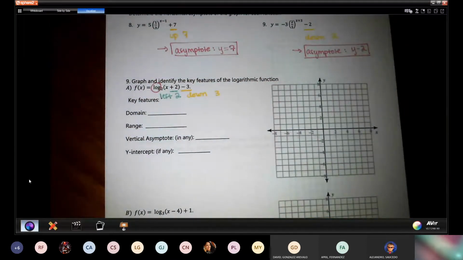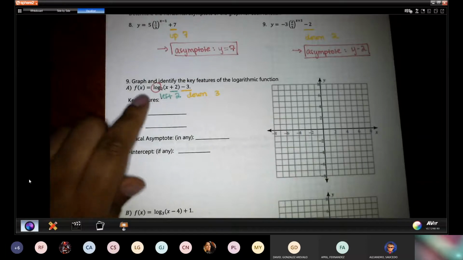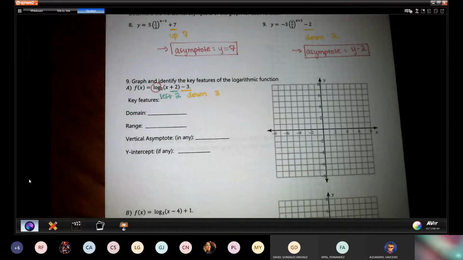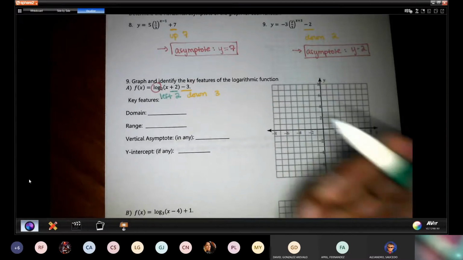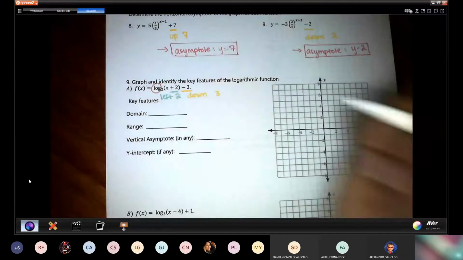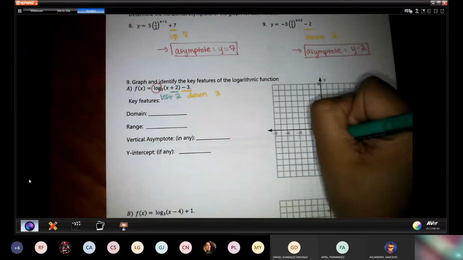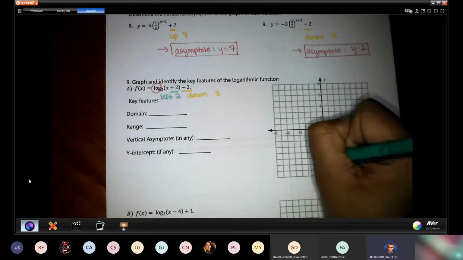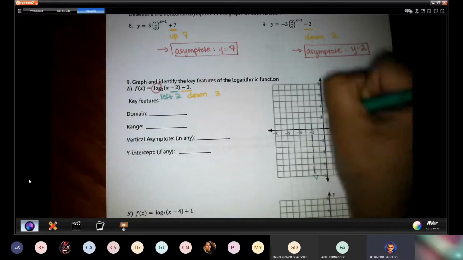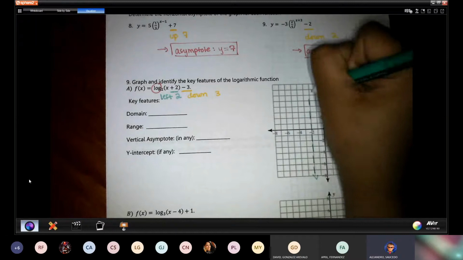So the left 2 means where is our asymptote? Remember, this is a log, so we're going to have vertical asymptotes. Left 2 means our asymptote is negative 2.